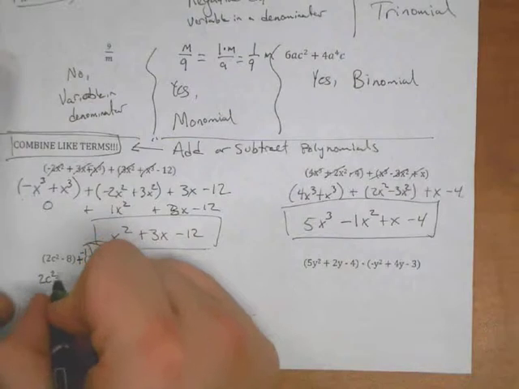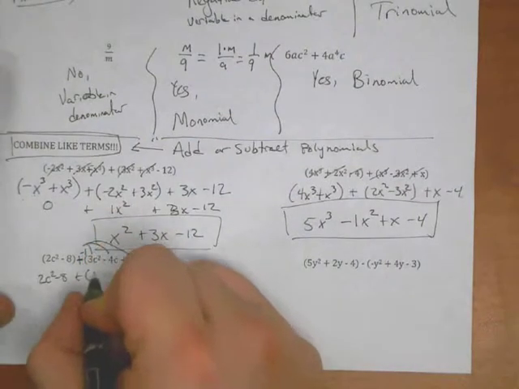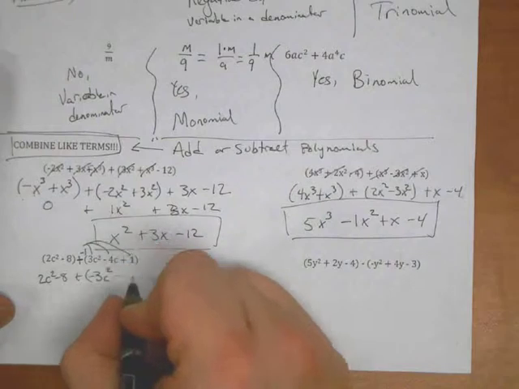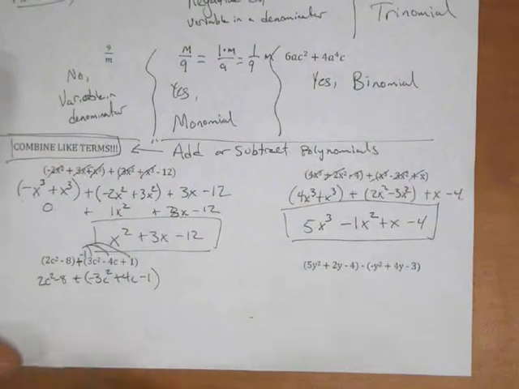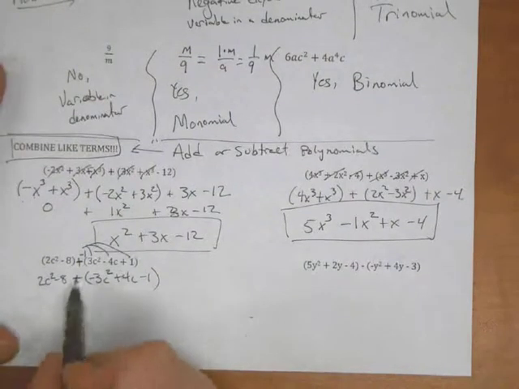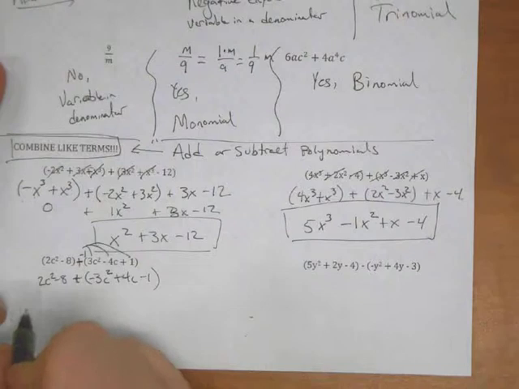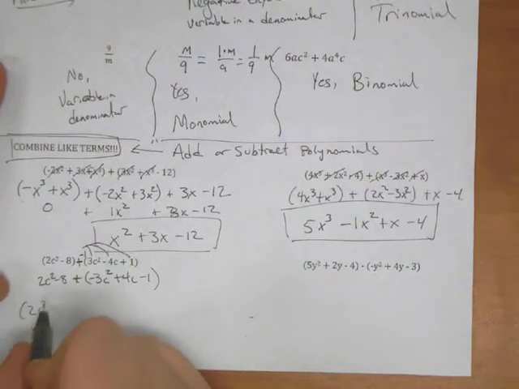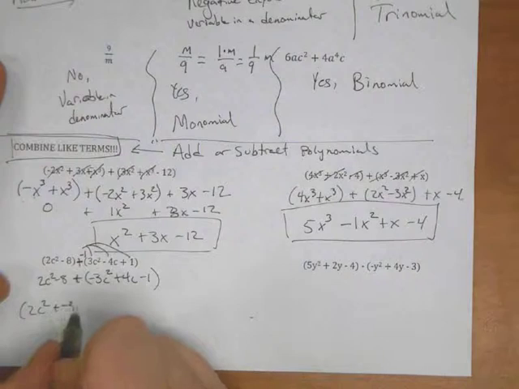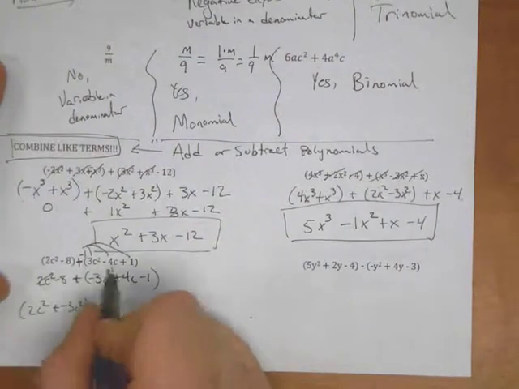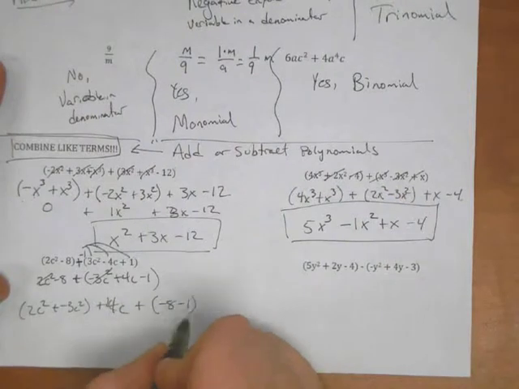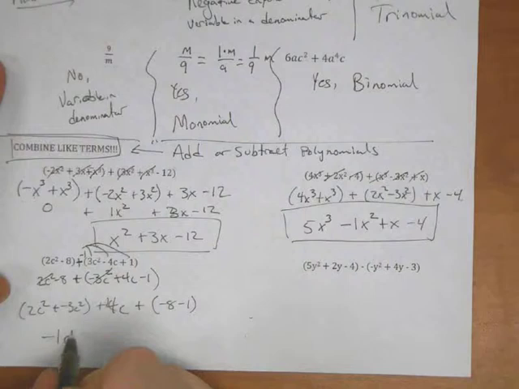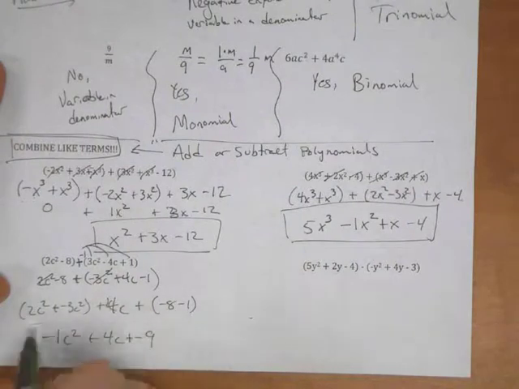So now we have 2c squared minus 8 plus 3 minus 3c squared plus 4c minus 1. And now we can play the same game we just did. Now we've turned the subtraction to an addition problem. We get, if I add an extra step here, 2c squared plus negative 3c squared plus 4c plus negative 8 minus 1, negative 1c squared plus 4c minus 9, or plus negative 9.